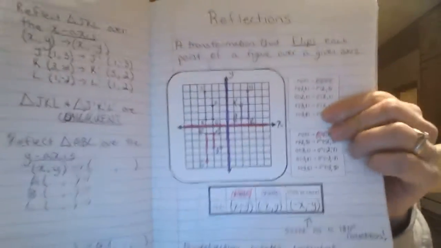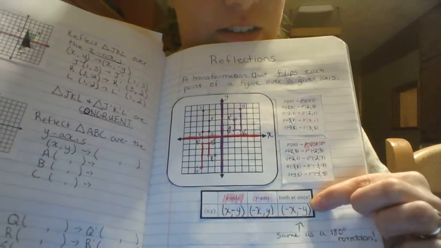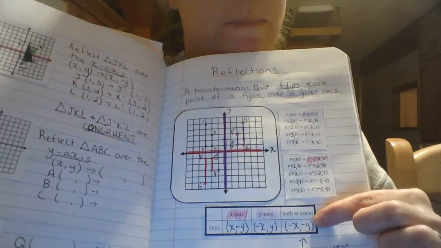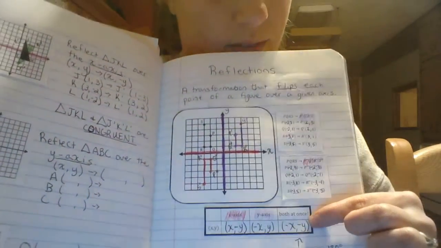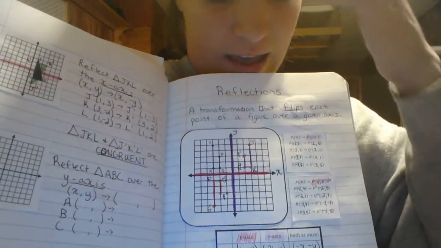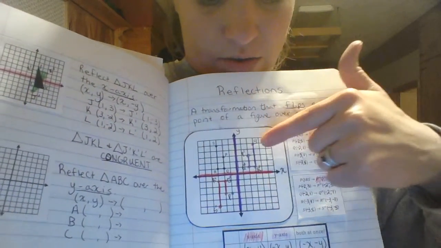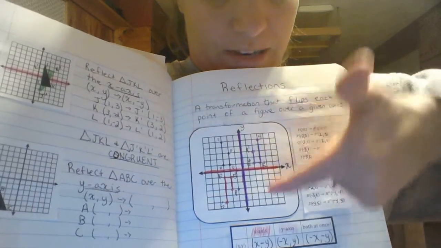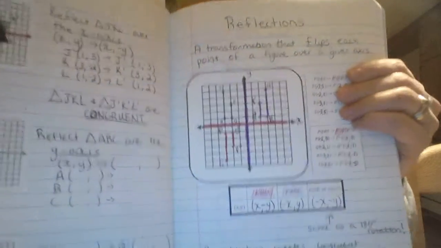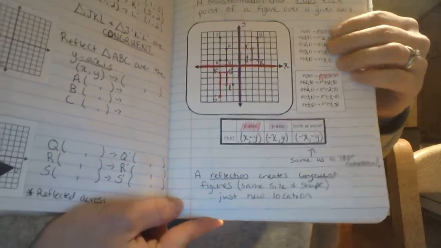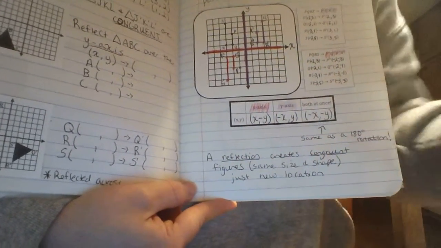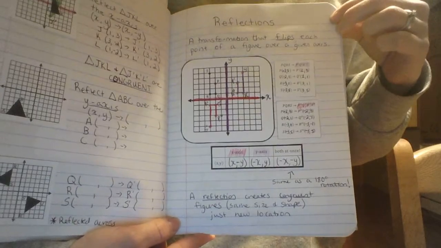Now, if you look down here at the bottom, that's kind of interesting. It says if you reflect across both axes at once. So that would be like if I went across the y and then flipped it down here. And there is going to be a problem that has you do that. All right, and then write this thing down right here. Okay, so that's what that page looks like.